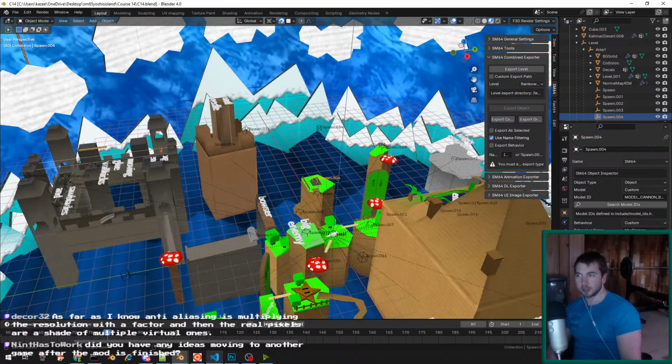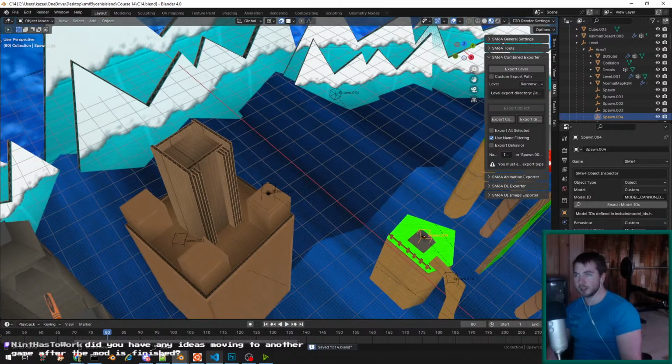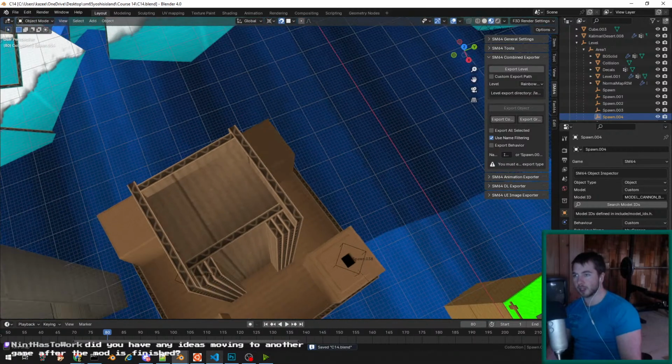No, that's not what anti-aliasing is. Anti-aliasing is when you smoothen the harsh edges.